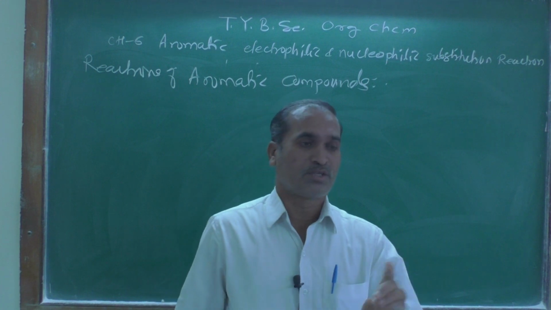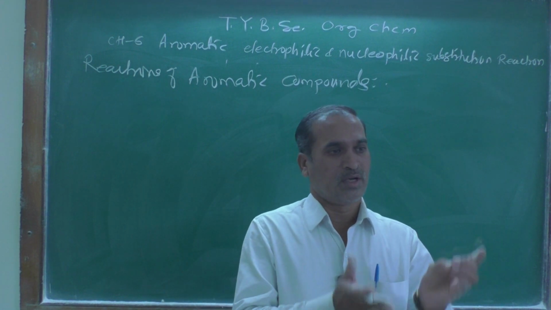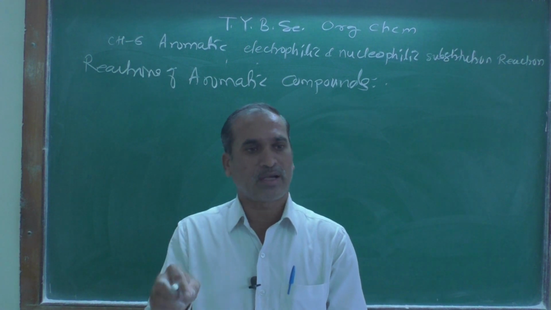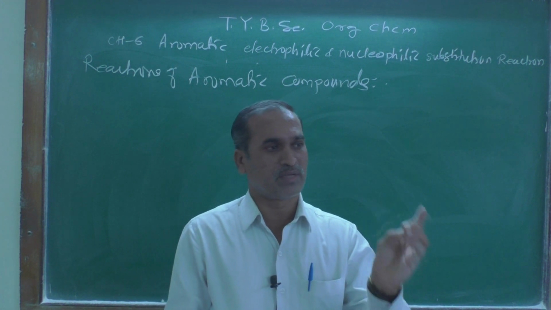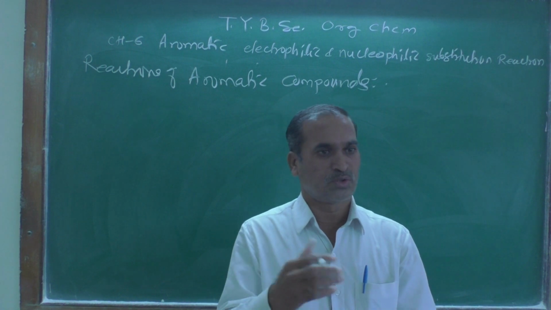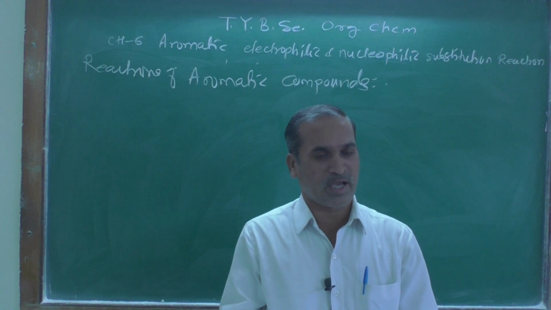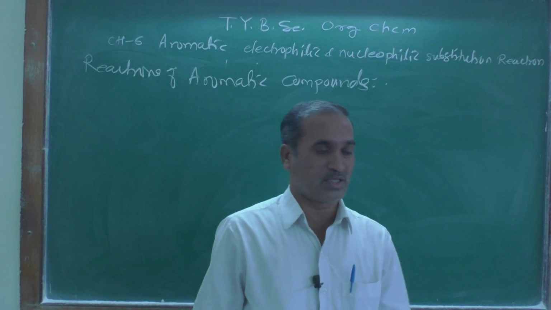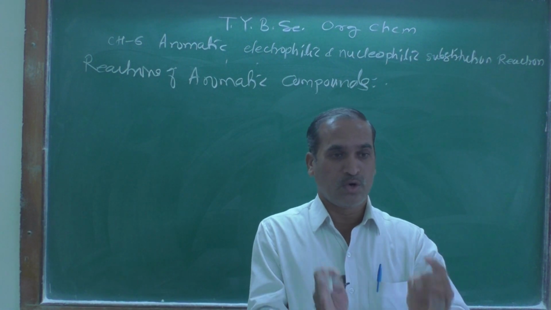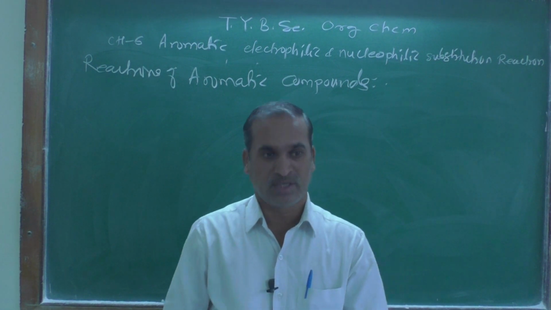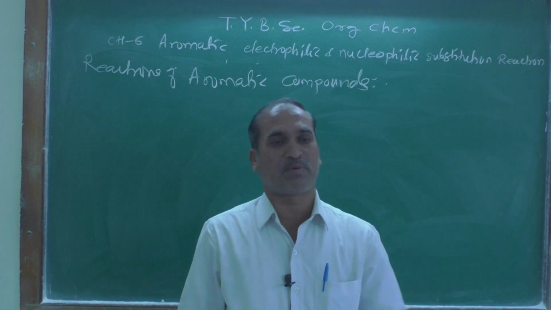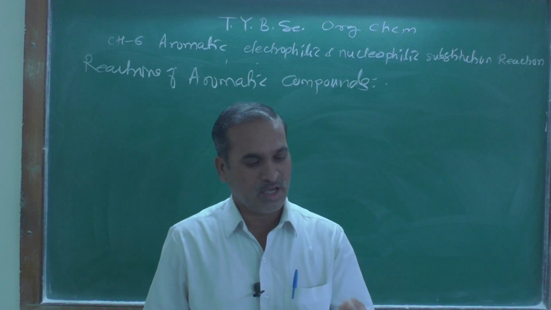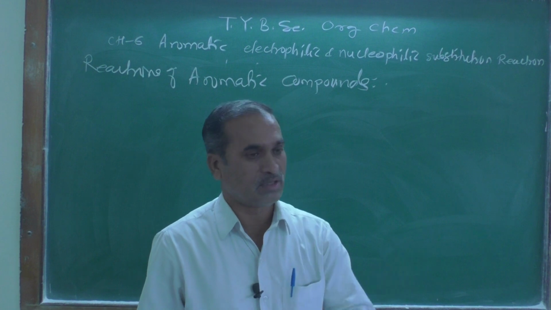Number 3 is substitution reaction. What does substitution reaction mean? A reaction in which one atom or group of atoms is removed from the reactant and replaced by an atom of the reagent used is known as a substitution reaction. Only a replacement of atoms takes place, and that type of reaction is termed a substitution reaction. And this is the third one.